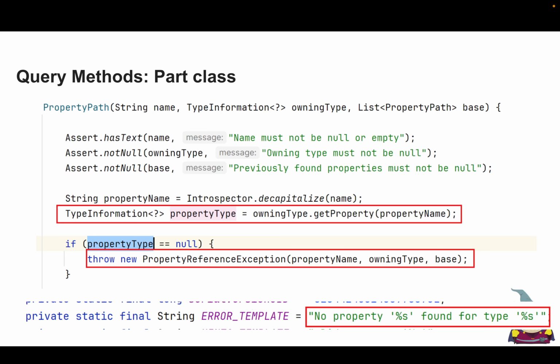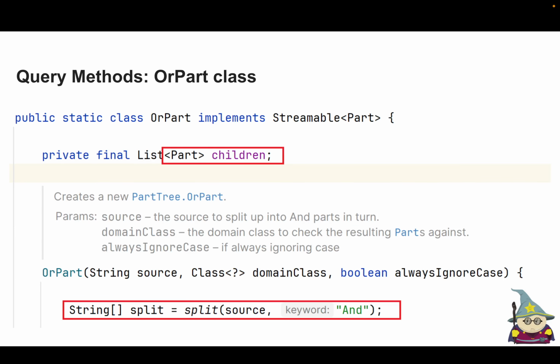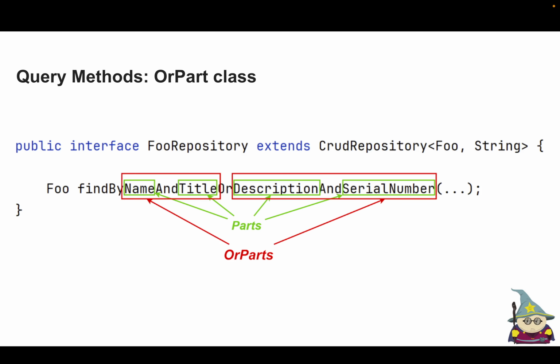During the construction of the Part class, we have a specific validation that checks if the property path matches any of the properties that the entity has. And if it doesn't, we will face a runtime exception. A bigger part of this functionality is the OrPart, and it's a container of Part classes. During the parsing, it checks that each part should be split by the And keyword in the method name. And in our method, the OrPart will look like that in the red rectangles.